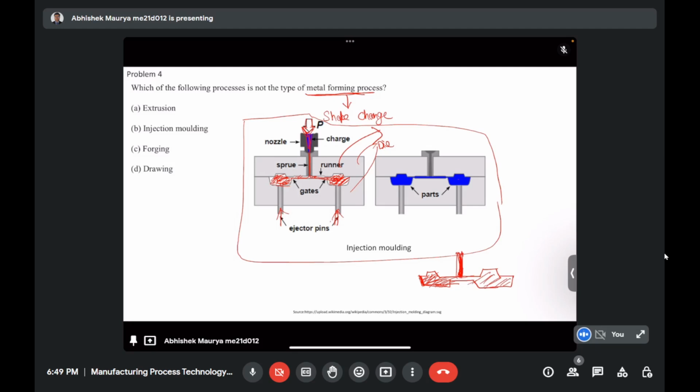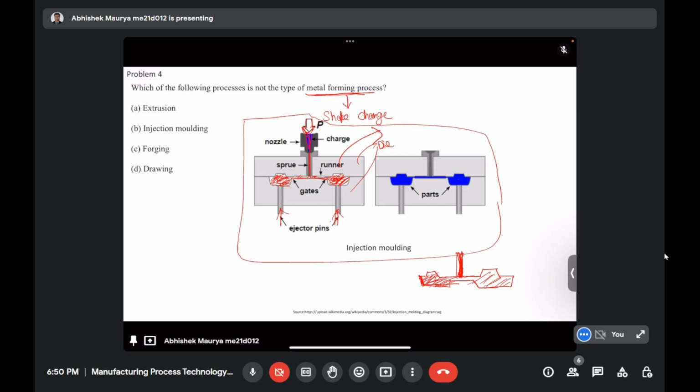But in metal forming, we do the shape change, but we are not losing any extra material, or adding any extra material. So whatever amount of metal or material we had earlier is going to be the same after the forming process, and we achieve the shape change by applying loads. And even if we increase the temperature, it should be less than the melting point of the material. So these are the few differences because of which we are not considering injection molding as a metal forming process, whereas here also shape change is happening.